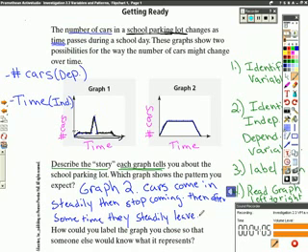The second part asks, how could you label the graph you chose so that someone else would know what it represents? I'm actually going to leave that part alone. I'm not going to worry about that. I was really more concerned about getting the top part set up and answering this question about which graph, and then writing out a sentence as to why, so that we can get in the habit of doing that. It's not just a quick, simple response. I actually want a whole paragraph for an explanation.